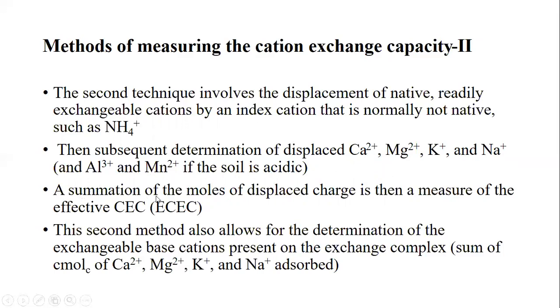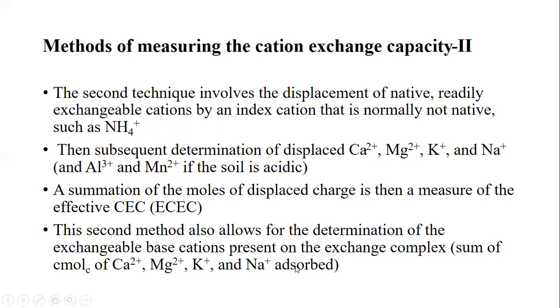A summation of the moles of displaced charge is then a measure of the effective, in this case, effective CEC. That's why we put the E in front of it: effective cation exchange capacity. This second method also allows for the determination of the exchangeable base cations present in the exchange complex, the sum of centimoles of charge of calcium, magnesium, potassium, and sodium adsorbed.